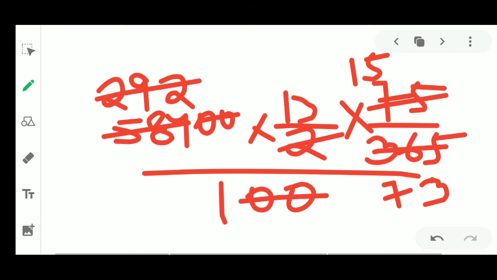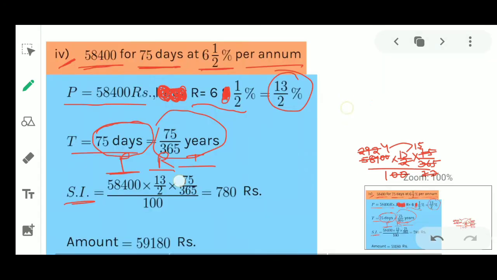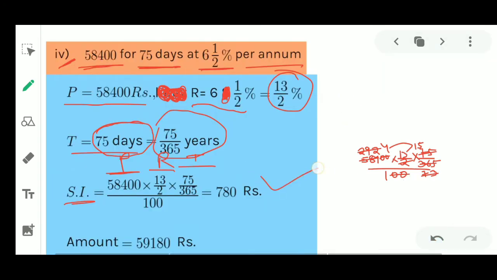Okay, 292 divided by 73, that is 4. 73 multiplied by 4 gives 292. So 4 into 15 is 60, and 60 into 13 is equal to 780. That is SI, simple interest.